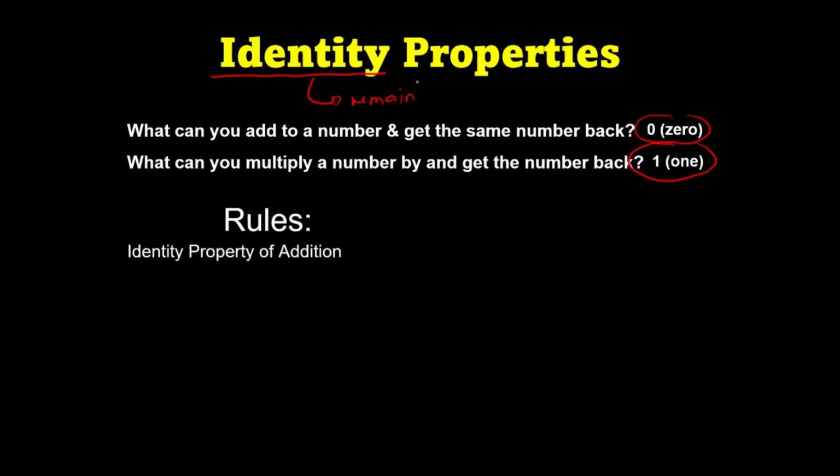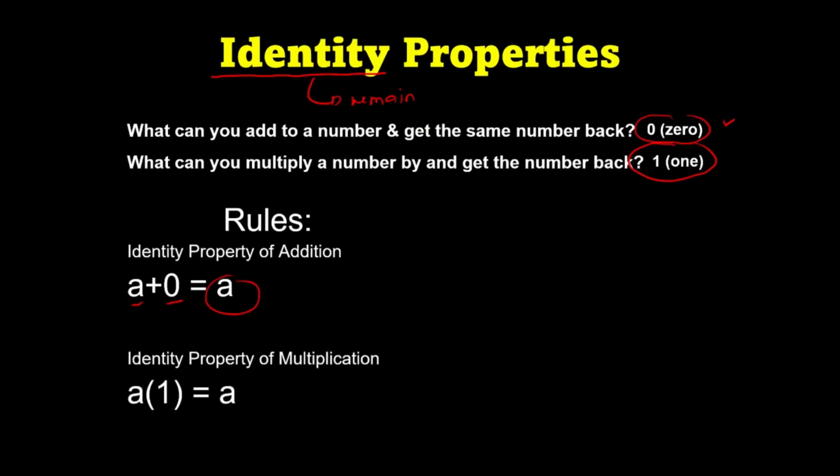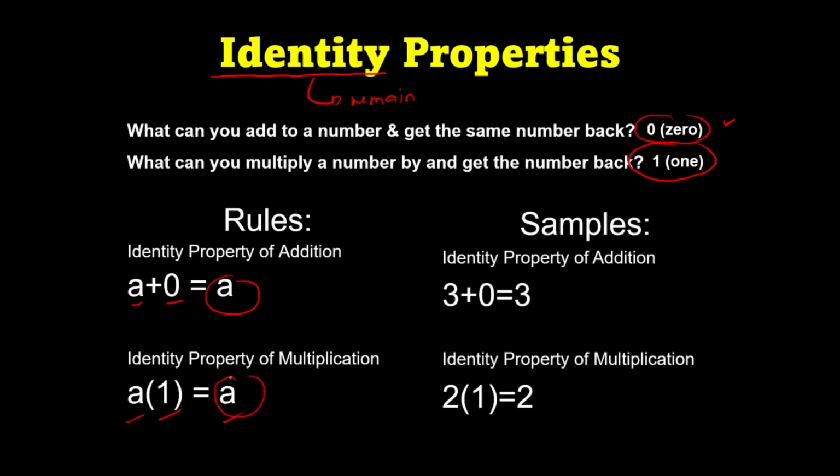So, ang rule natin, sa identity property of addition, A plus 0, kasi sabi natin 0 yung ina-add, ang sagot A pa din. Kay multiplication naman, A times 1, ang sagot ay A pa din. So, yung identity ni A hindi na bago. Let's have an example. Let's say, for example, ito yung A natin, si 3. Pag nag-add tayo ng 0 kay 3, ang sagot ay 3 pa din. Dito naman sa multiplication, let's say, ang A natin ay 2. Pag nag-multiply tayo ng 1 kay 2, ang sagot pa din natin ay 2.